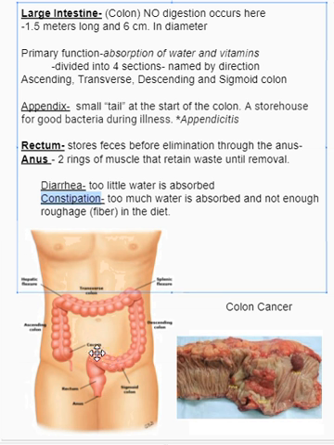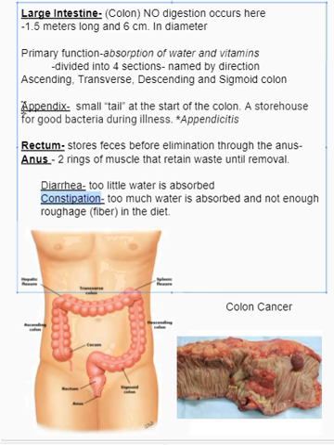Throughout that process, moisture and some vitamins are going to be absorbed, and by the time the material gets down to the sigmoid colon, it's going to be stored in the rectum, where it will wait for elimination. There is a pair of sphincters inside of the anus that will help to hold the material back until it's an appropriate time to eliminate.